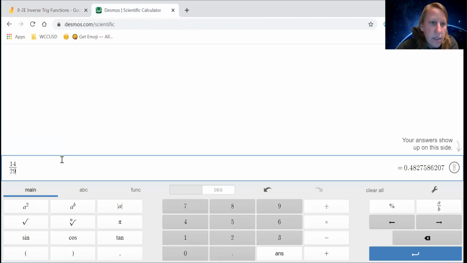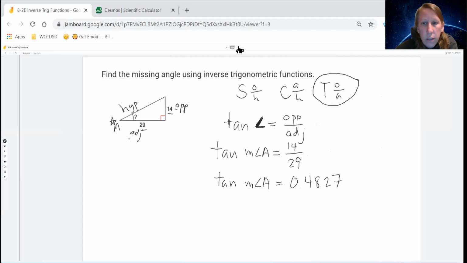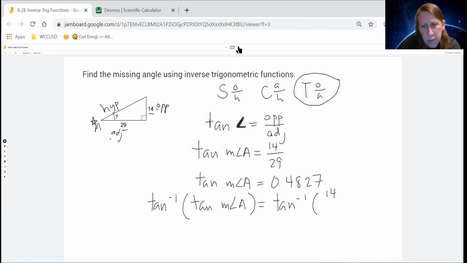Another way to do it is to use our inverse trig function. So I'm going to do the same thing on both sides. I'm going to do the inverse tangent, that's the way we write it, of the tangent of the measure of angle A, and I'm going to do the inverse tangent of 14/29, putting it back as a fraction because that's more exact, okay?